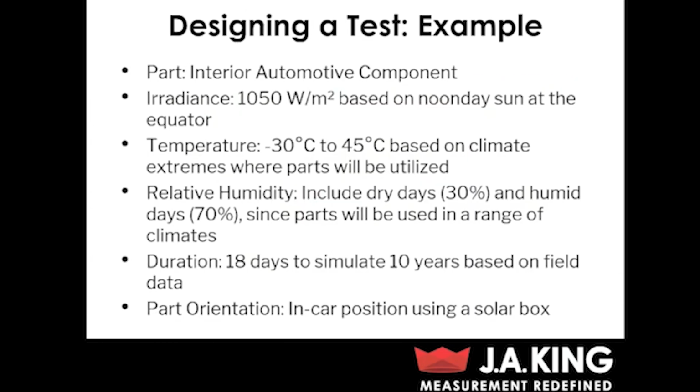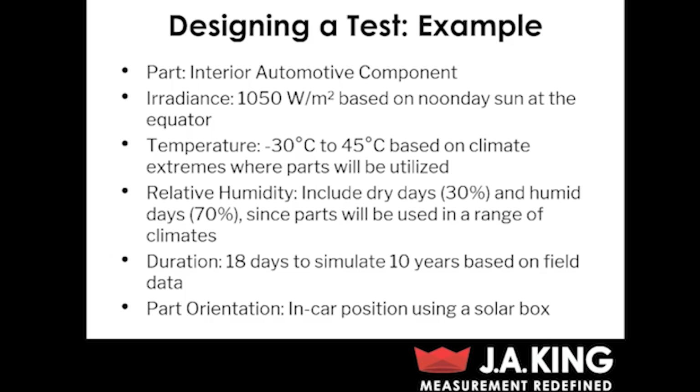So I just want to now go through an example of designing an actual test and walking through the steps and choosing all of these parameters. In this case, we're going to assume that we're testing an automotive interior component. So the first thing that we're going to want to look at is irradiance. Usually when you're designing a test, you're always going to want to base it on the worst case scenario. So if we're looking at irradiance, 1,050 watts per meter squared is noonday sun at the equator. So that's going to be your worst case scenario. So that's what we're going to go ahead and choose for this test.